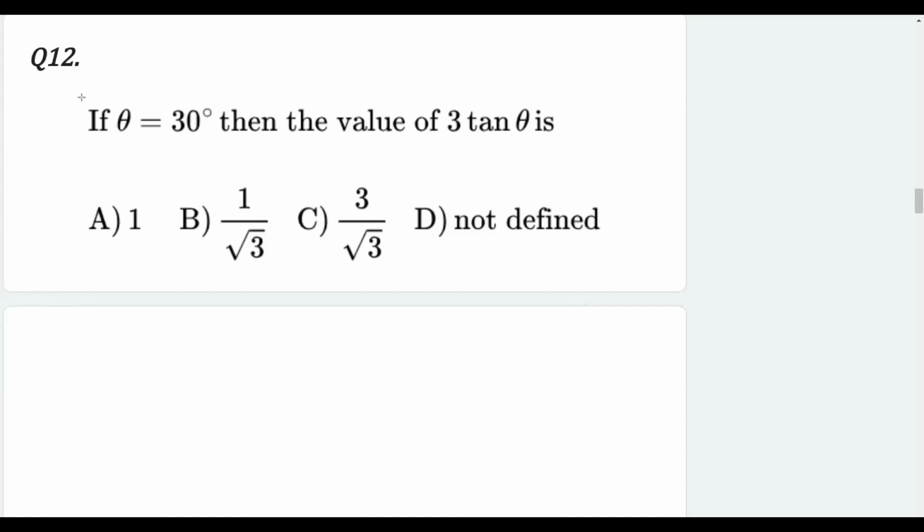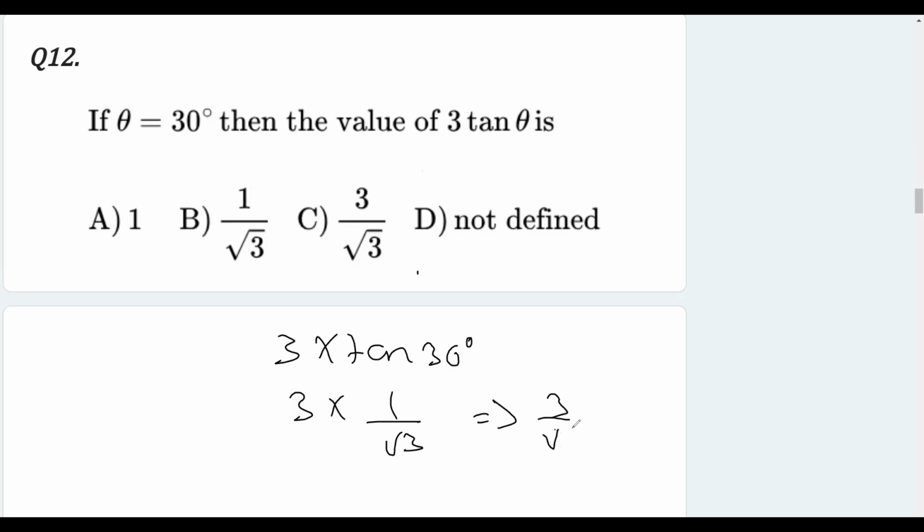In question number 12, from the Introduction to Trigonometry chapter, it says that theta is equal to 30 degrees. We have to find the value of 3 times tan theta. Replacing theta with 30 degrees, this is 3 times tan 30. Tan 30 is 1 over root 3. So we can say it is 3 over root 3.